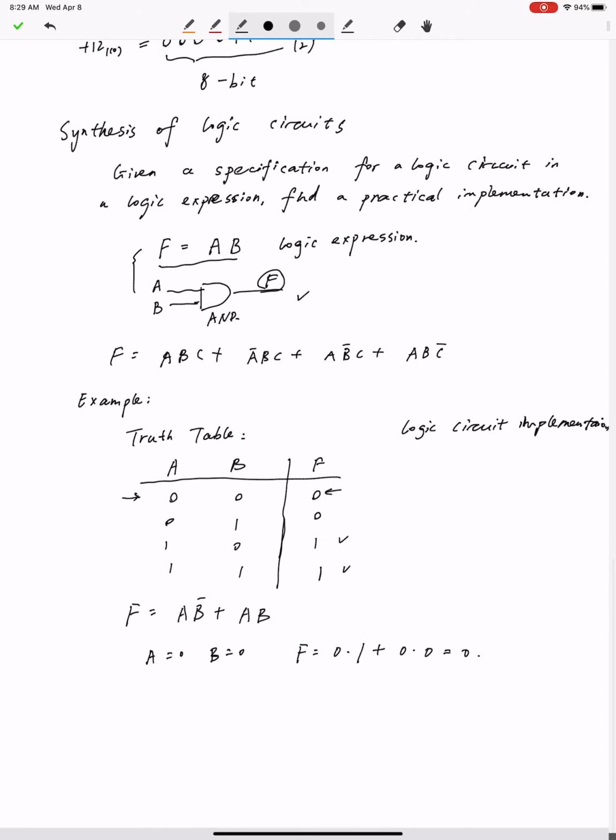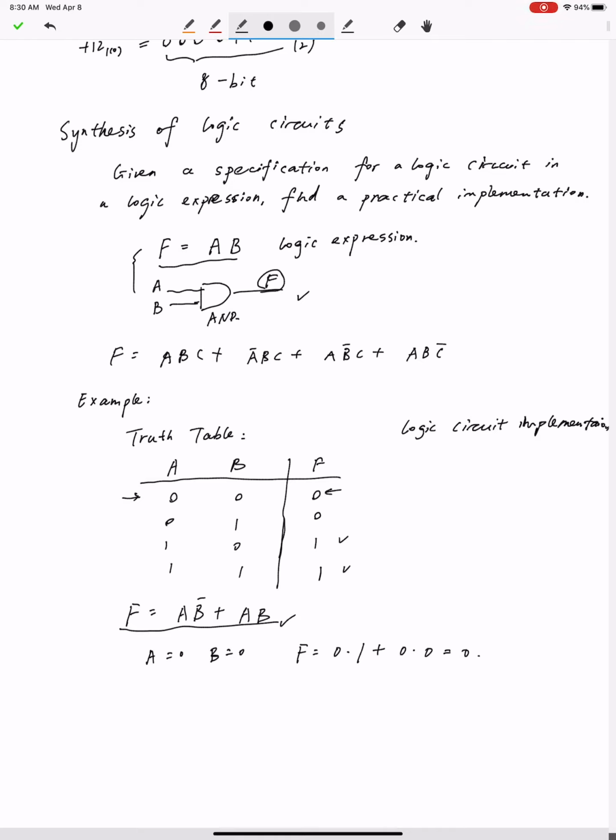So some people ask, how did you do that? Why can you write F equals to this? To write the logic expression according to the truth table, you just need to look at rows that are outputting ones, right? In this example, we have row 3 and row 4. These two rows are outputting 1.